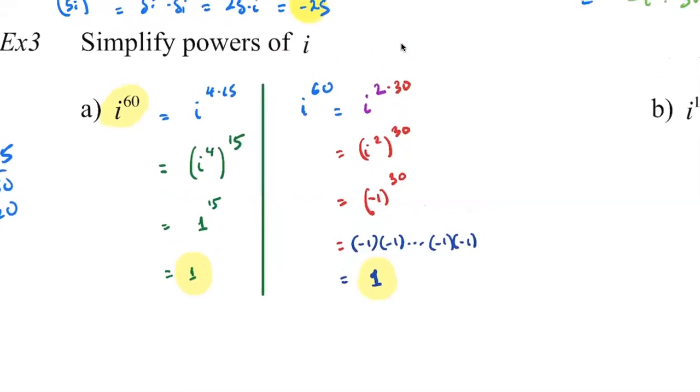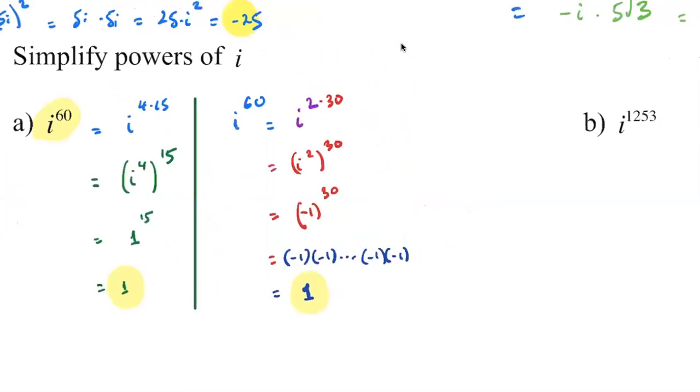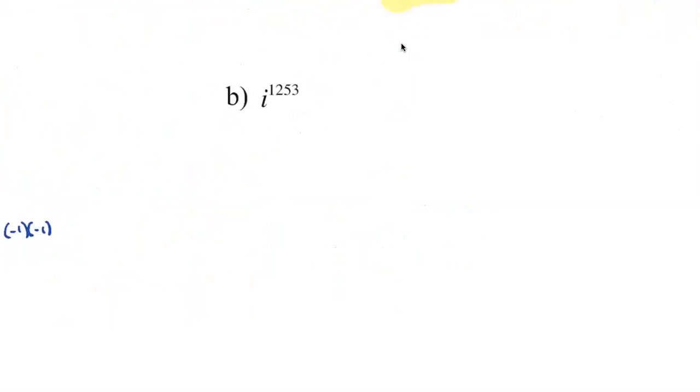You can either break the power into multiples of 4 or multiples of 2, and you have to simplify that result at the end. Sometimes it's not always equal to 1; sometimes it's equal to something else. Okay, all right. We can try part B here. I'll let you guys try part B on your own.